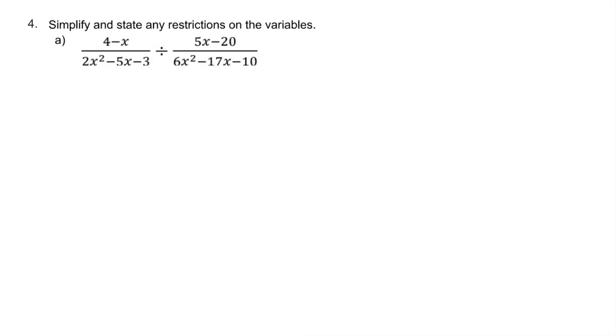So one case we saw in rational expressions was when we multiply or divide two things. And so what we have to do is start by factoring each of the numerators and denominators of each of those fractions. And so we go ahead, 4 minus x we don't need to factor, but the 5x minus 20 we can common factor, which becomes 5 times x minus 4.